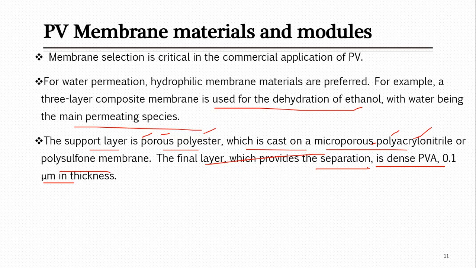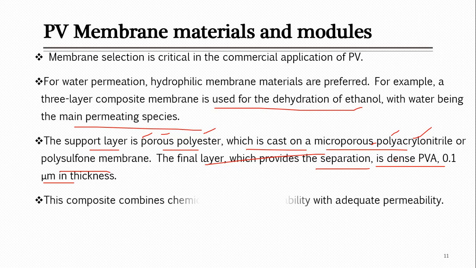This layer will be attractive for the water, so water molecules will pass through this layer, and after passing through this dense layer, they pass through the porous support layers, and through those porous layers, vacuum is already available, and this water which is passing in the form of liquid through this dense layer will get converted to vapor.